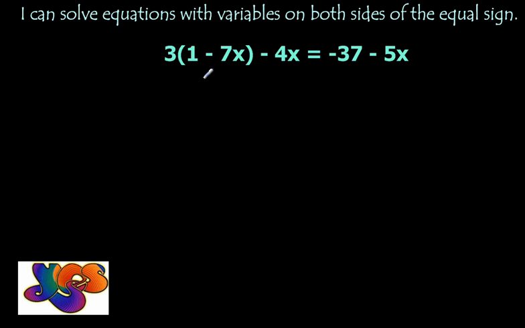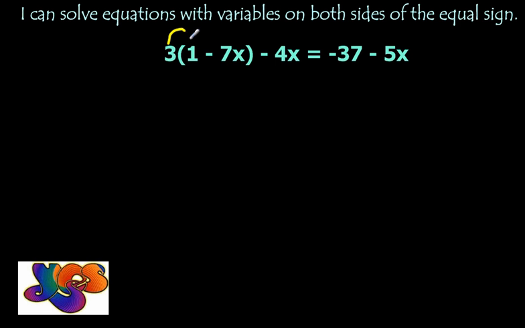If we start with this problem, 3 times the quantity 1 minus 7x, minus 4x equals negative 37 minus 5x. When we talk about trying to solve an equation where there are variables on both sides of the equal sign, I have to try to get all my x's over here and all my whole numbers over there, or flip-flopped. But I want to get all the things with variables on one side and all the things without on the other. So to get us started, we have to get the variable out of the parentheses.